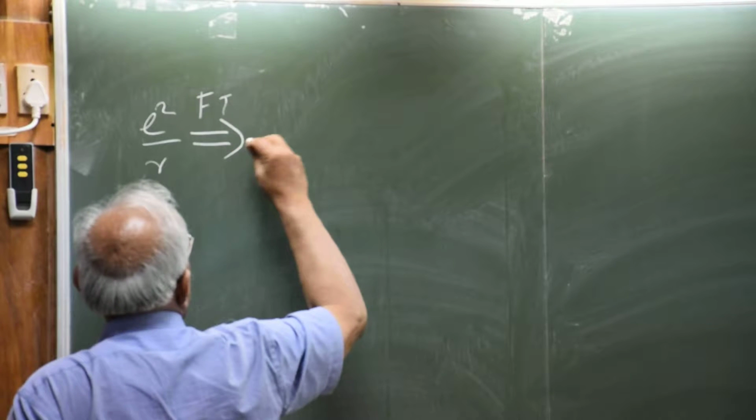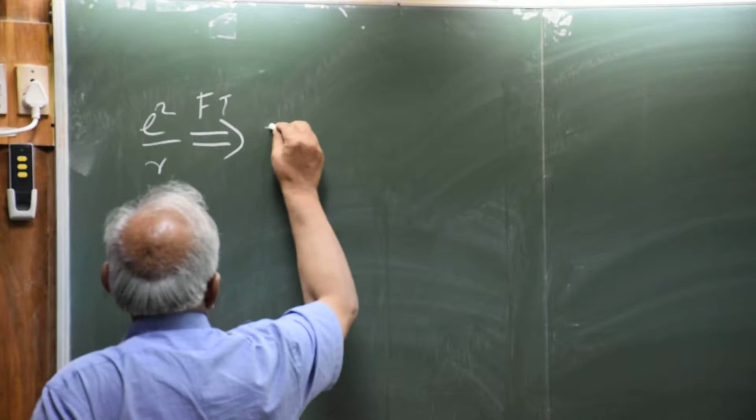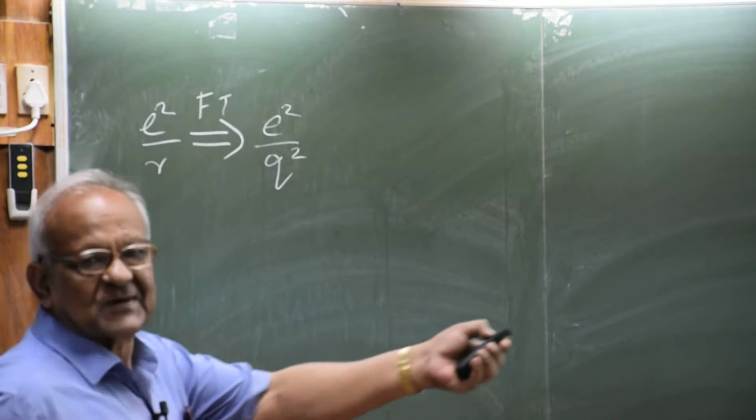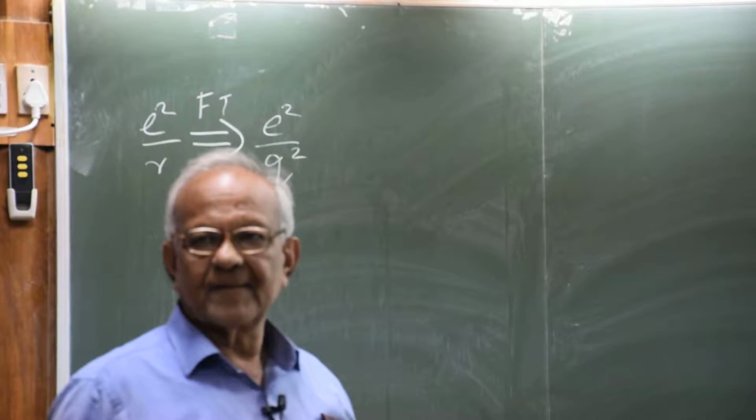The Fourier transform of that gives you the scattering amplitude, which is e square over Q square. Q square is the 4-momentum squared being transferred.